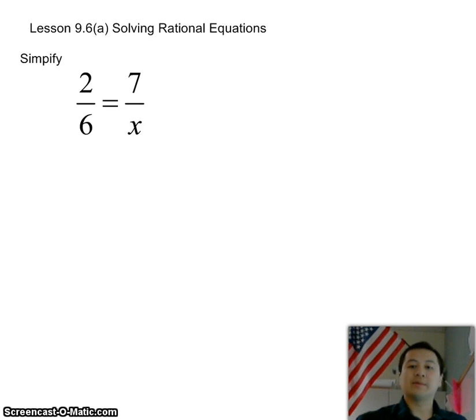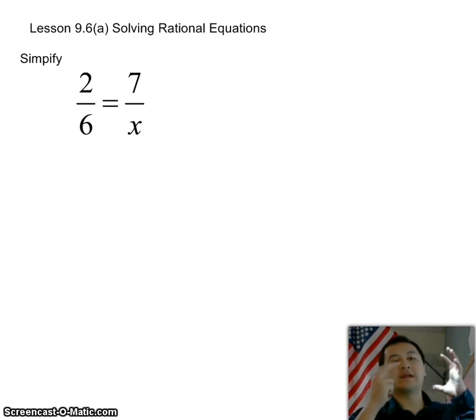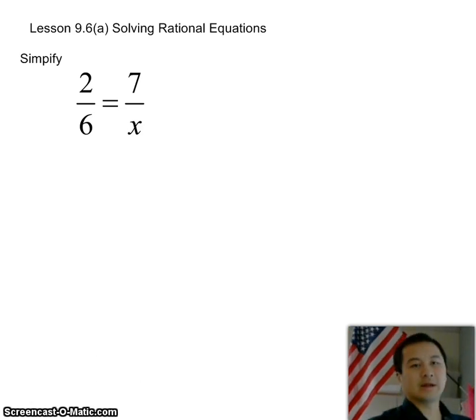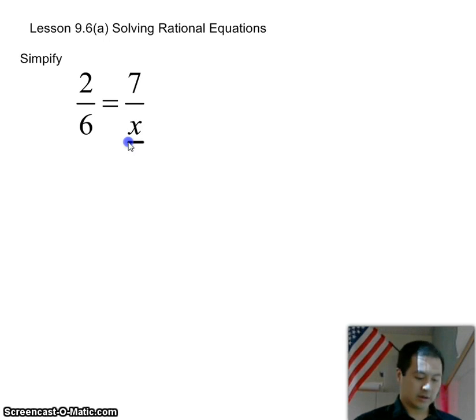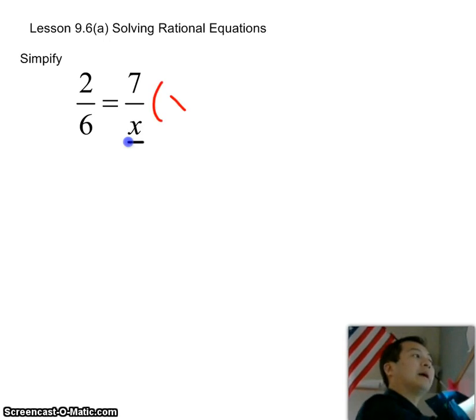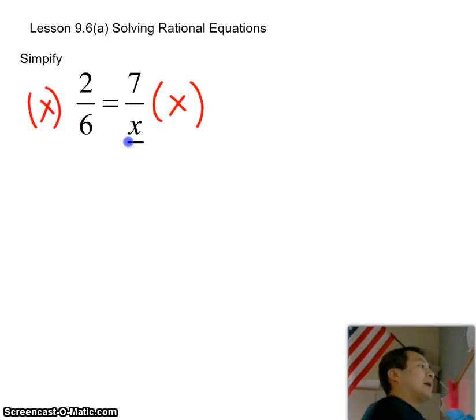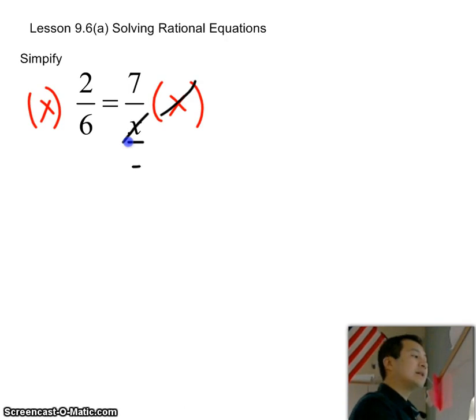How would you solve for x? That means get x by itself, move everything else to the other side. This is problem number 1, by the way. Can you label this number 1, please? First of all, I want to get rid of the denominator. How do I get rid of this x right here? Very good. I multiply both sides by x. This becomes 7 equals 2 over 6x.